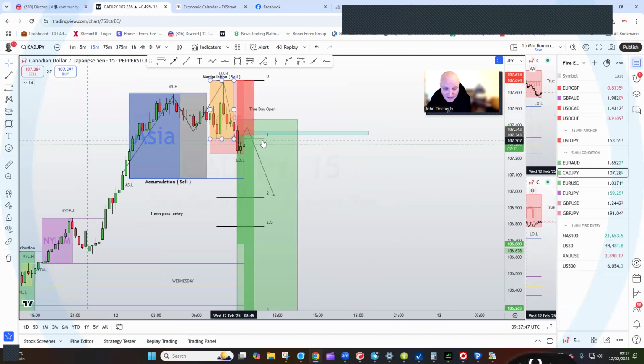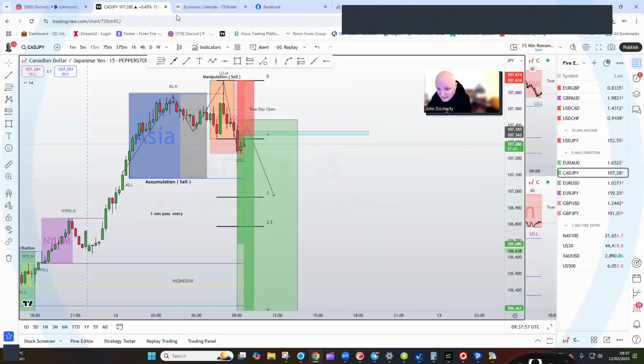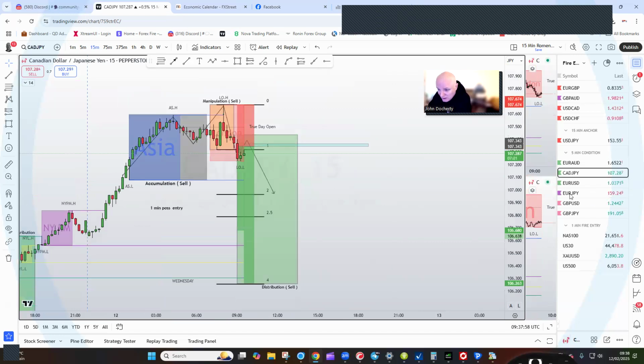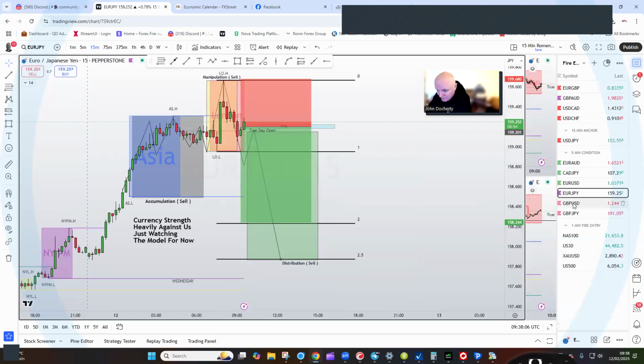Again, we haven't quite tapped into the 1 minute. The JPY is super weak. It's super weak at the minute, the GP. I think it's because we've come off the bank holiday in Japan as well. So again, we've got the Euro JPY, which is purple, which I know is heavily against us.